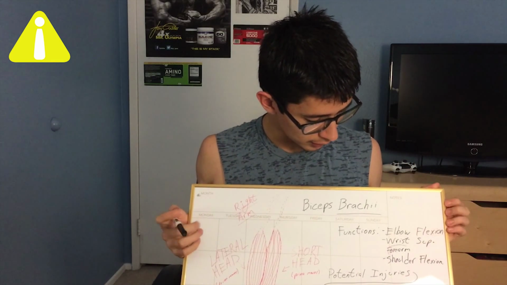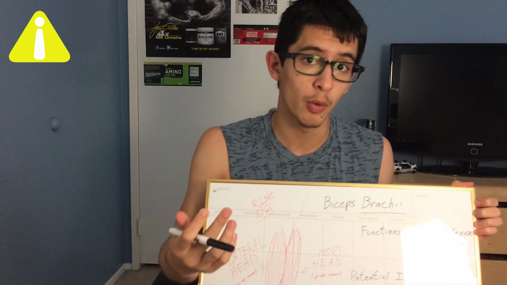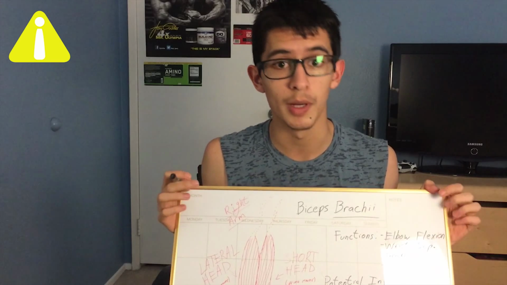So the function of the bicep, there's 3 of them. It has elbow flexion, which is what we know as curling, and then you have wrist supination or forearm supination, which a lot of people don't know about, and that is when you turn your palm from palm down to palm up. Now supination this way, pronation this way.